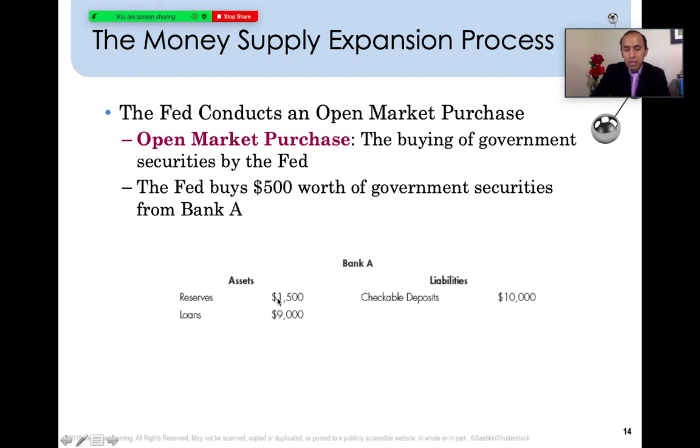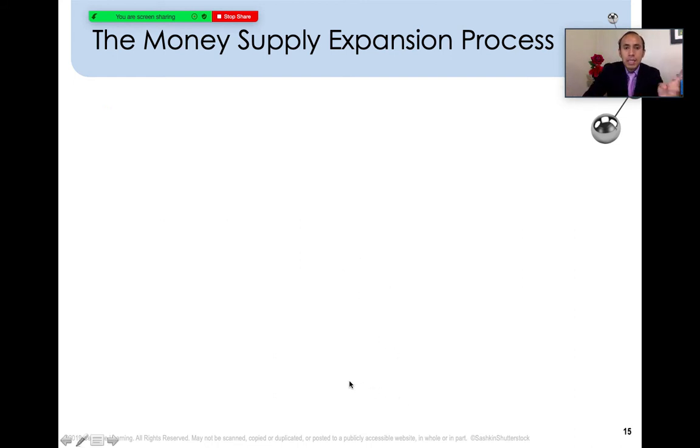What can the bank do with this extra $500? It can actually lend out those $500 too if it really wants to. But this is injecting cash reserves into the bank. And that's key because that's where the money expansionary process begins. You inject cash reserves into the bank, and the bank can start moving this extra cash reserves and create loans or lend it out to other banks to expand the money supply, which is why it's called the money supply expansion process.